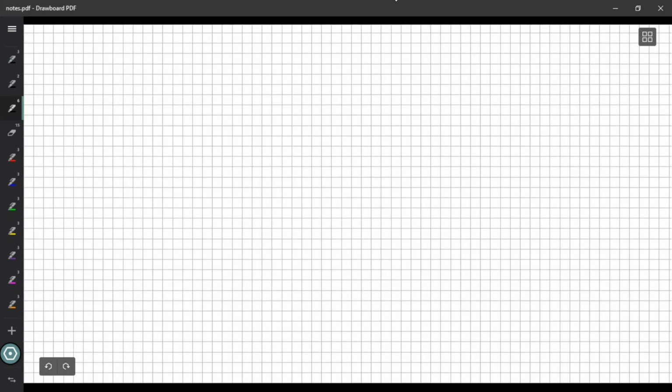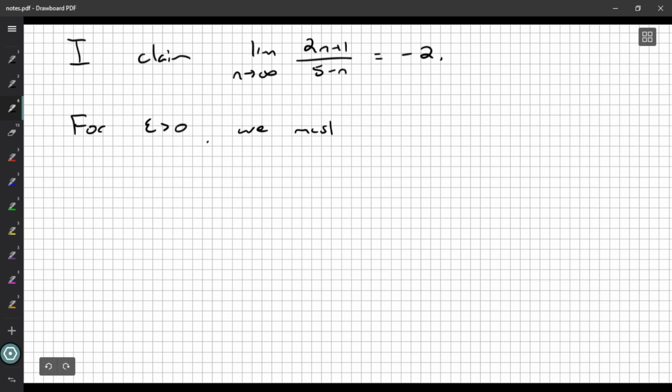Okay, so what would we say? Well, I would say I claim that the limit as n tends to infinity of this particular sequence is minus 2. Now to use the formal definition, let's recall it. What do we need to do? For any epsilon greater than 0, we must find an N based on that epsilon.